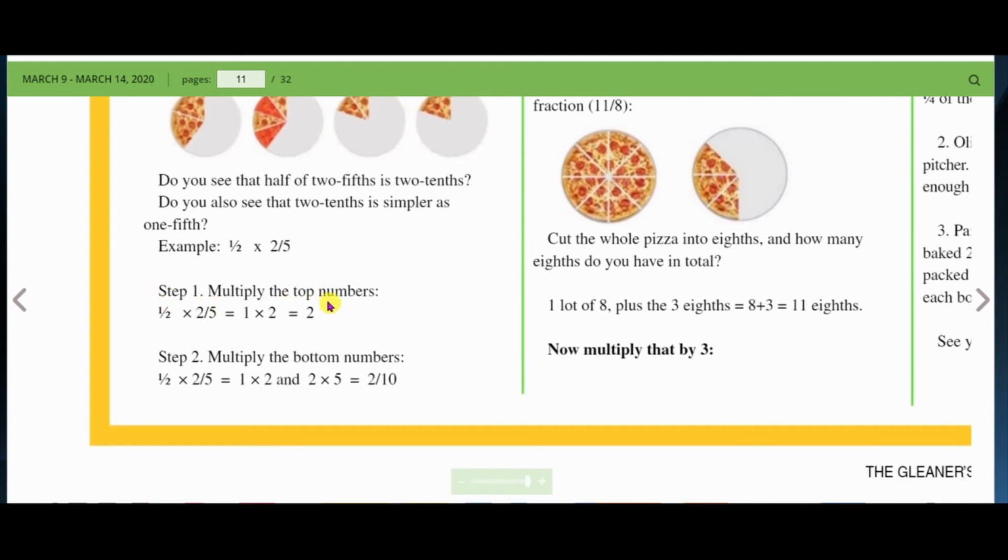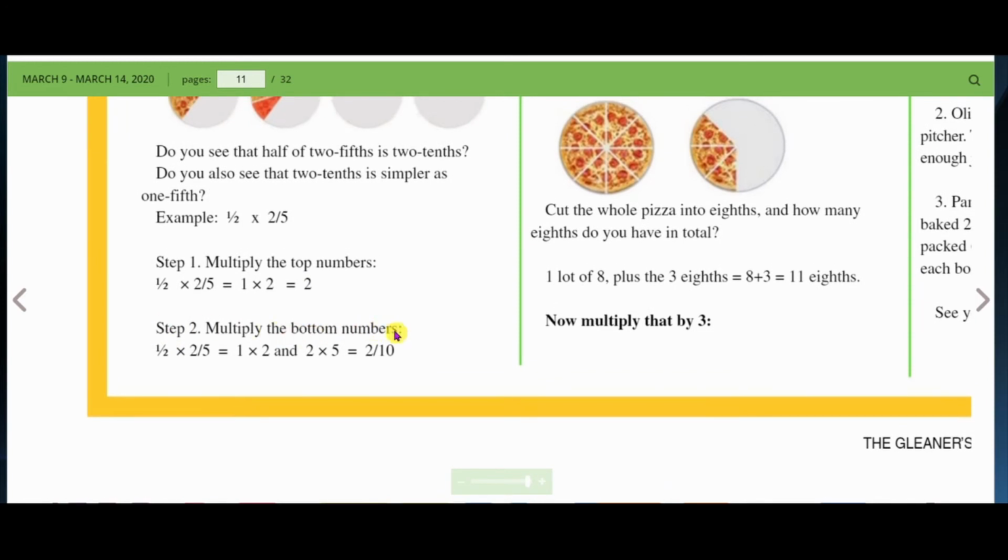Step 1, multiply the top numbers, and those are the numerators. So we would have 1 times 2, that would give you 2. So 1 times 2, that gives you 2. Step 2, multiply the bottom numbers, the denominators.